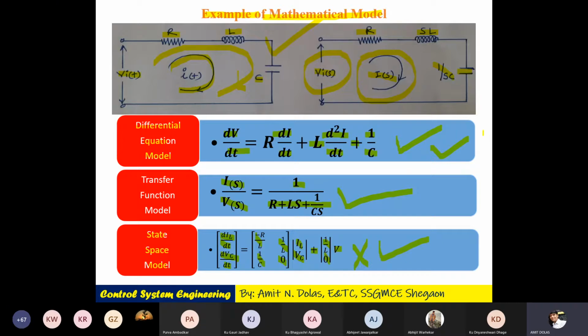Just to know these 3 types: for a single system we can have modeling in these 3 ways, out of which 2 ways are known to you, that is the ODE, differential equation, and the transfer function model, and the third is state space. I'll move further.